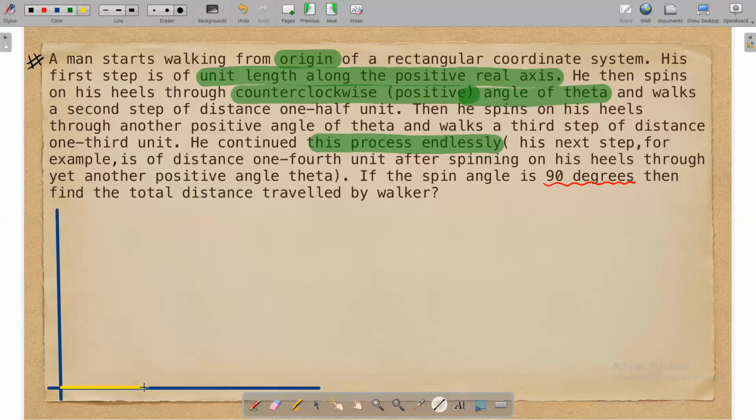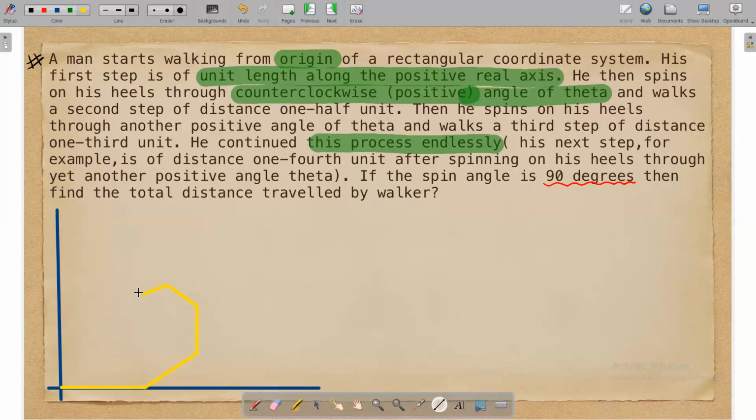Then he spins by an angle theta in the anti-clockwise sense and moves a distance which is equal to 1/2 of the original one. That means half unit distance he is traveling in this direction. Again, he's spinning by an angle theta. Now he moves 1/3 distance. Then he again spins and then moves a distance of 1/4, and this is how he's continuing his journey. Then 1/5 and so on.